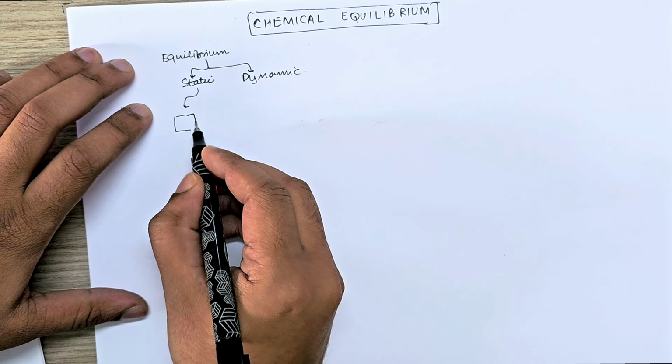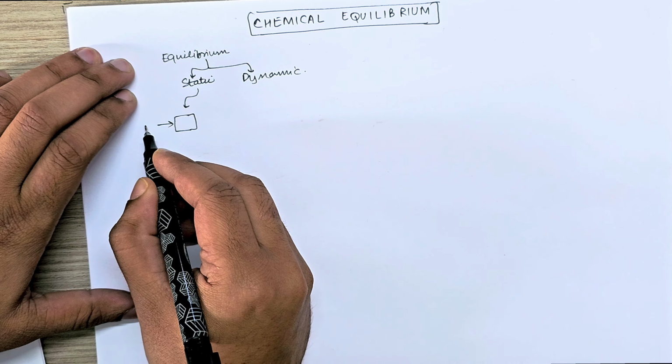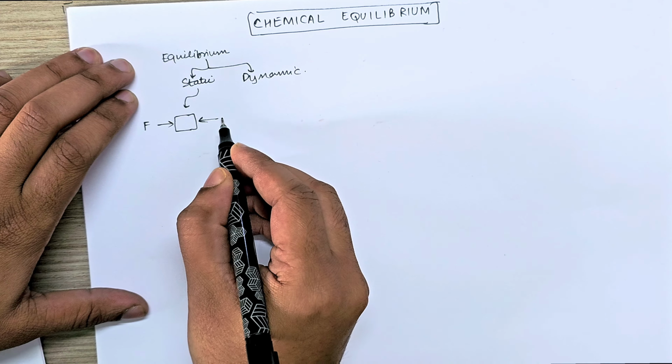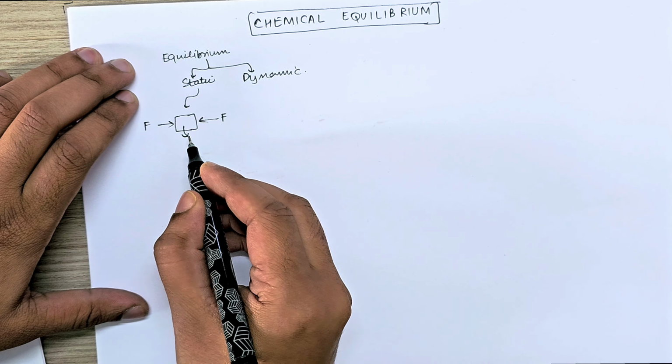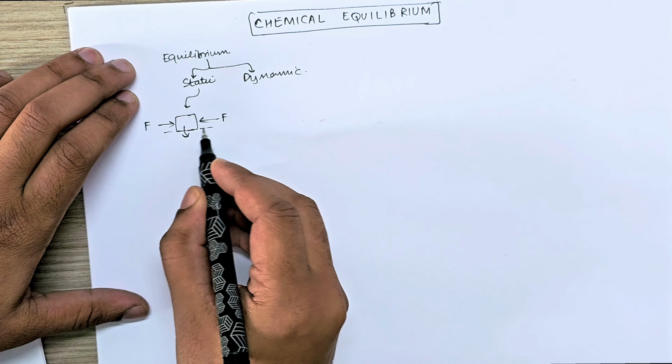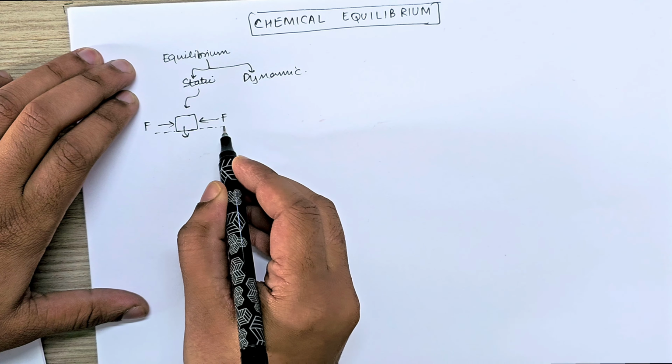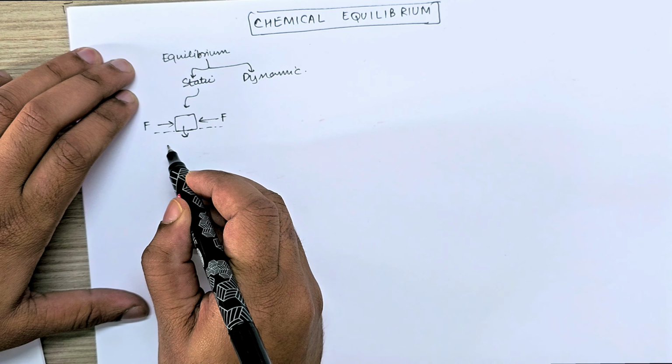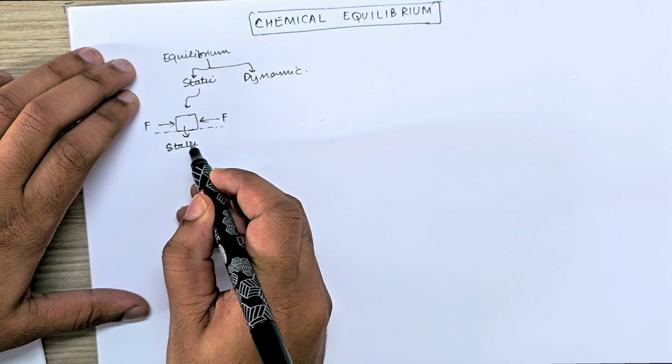Suppose we have a block and we are applying force on either side with the same magnitude. So this block will feel no force because the net force is zero, and it will remain constant, as in rest position, and this is known as static equilibrium.